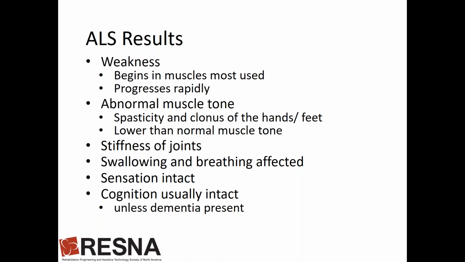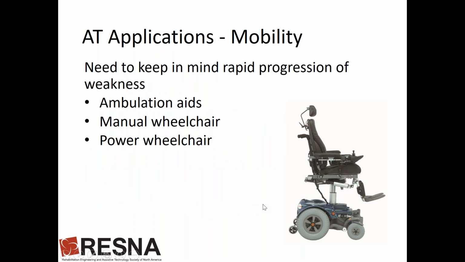Sensation is intact also, just like multiple sclerosis. So we need to make sure that we're considerate of equipment that they can tolerate for long periods of time. And if there's not dementia, there is no impairment with cognition. So because this is a very fast, rapid progression, we tend to go right to power. I will talk to family about what resources they have. Ultimately, we would want everyone to have a manual chair and a power chair.